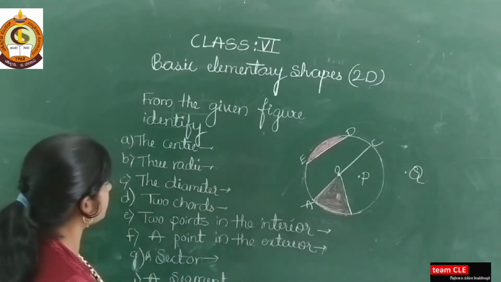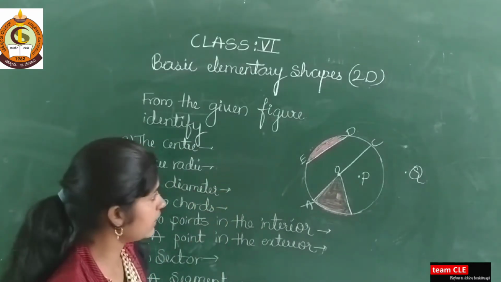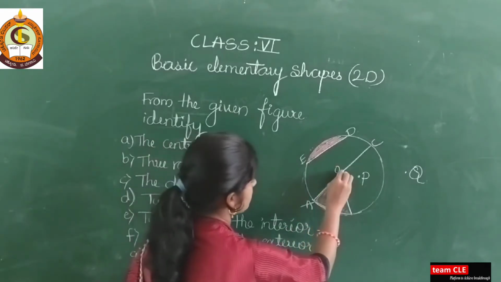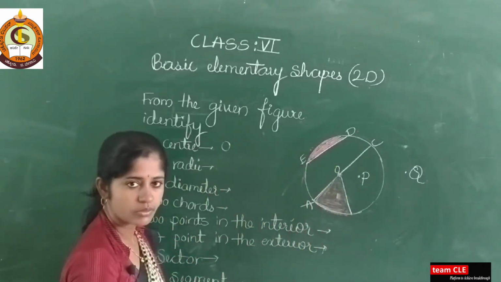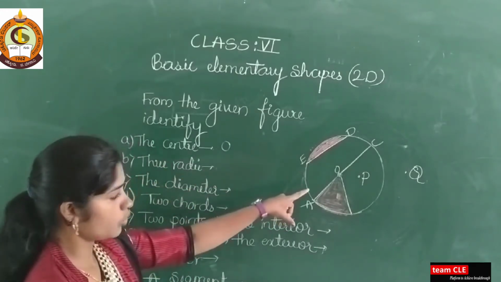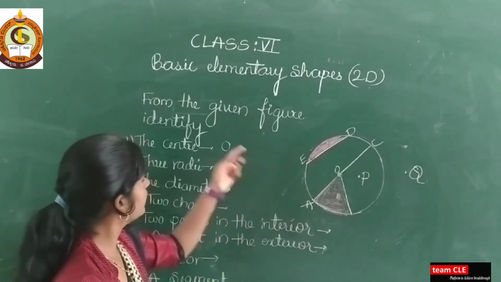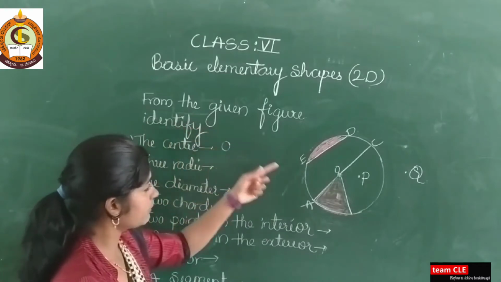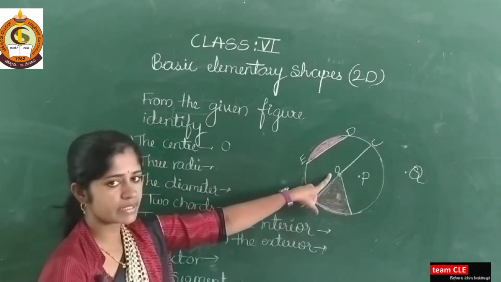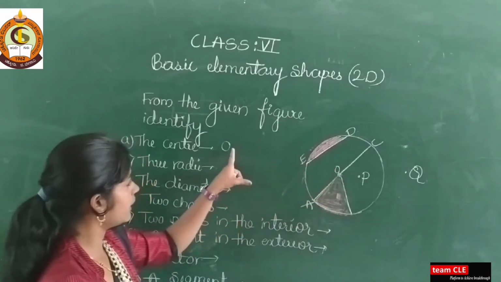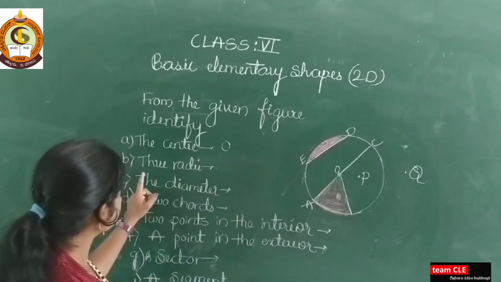So the first question is the center. Tell me, which one is the center? So the center is O. All answers are there. From the given figure, identify the center. So this is the figure, and they named the center as O. So write here O. Next, 3 radii.